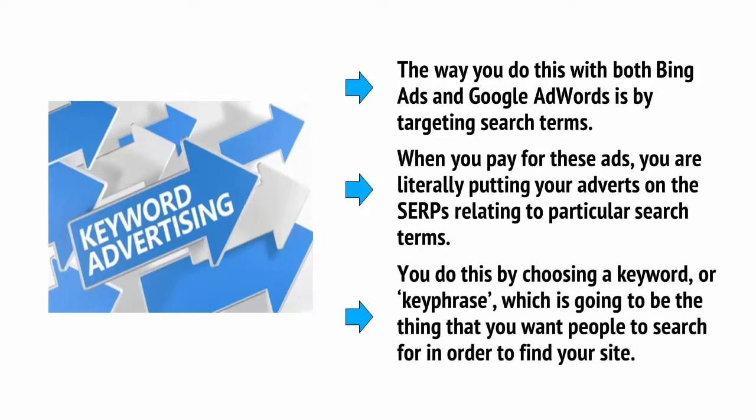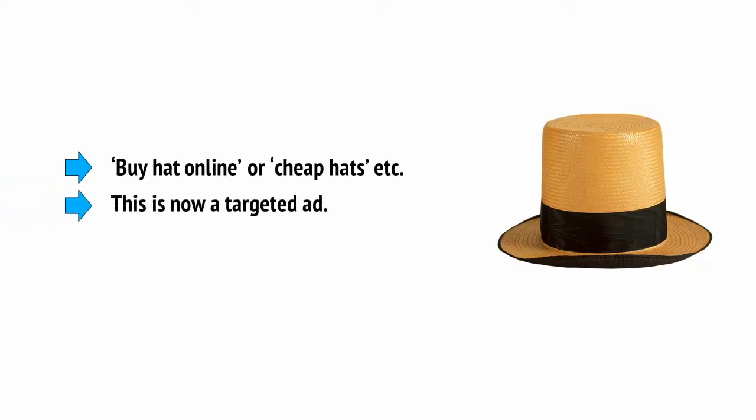You do this by choosing a keyword or key phrase, which is going to be the thing that you want people to search for in order to find your site. So, for example, if you were selling a hat, your key phrase would probably be "buy hat online" or "cheap hats," etc. This is now a targeted ad because it lets you advertise specifically to people who are looking to buy the thing you have.